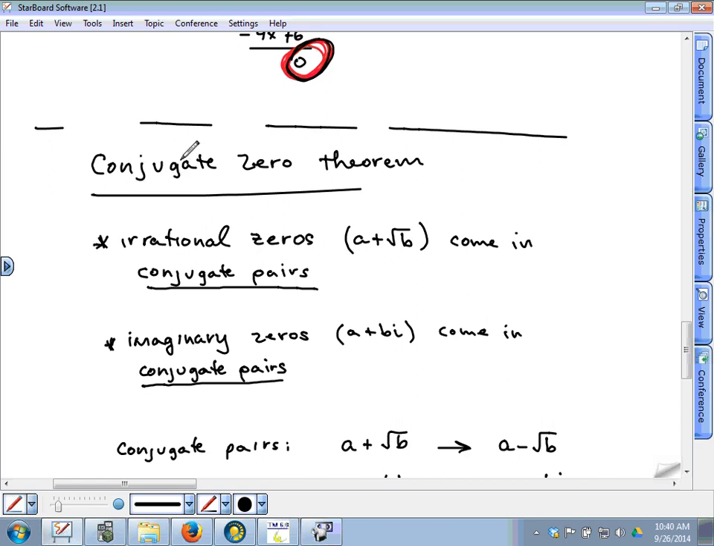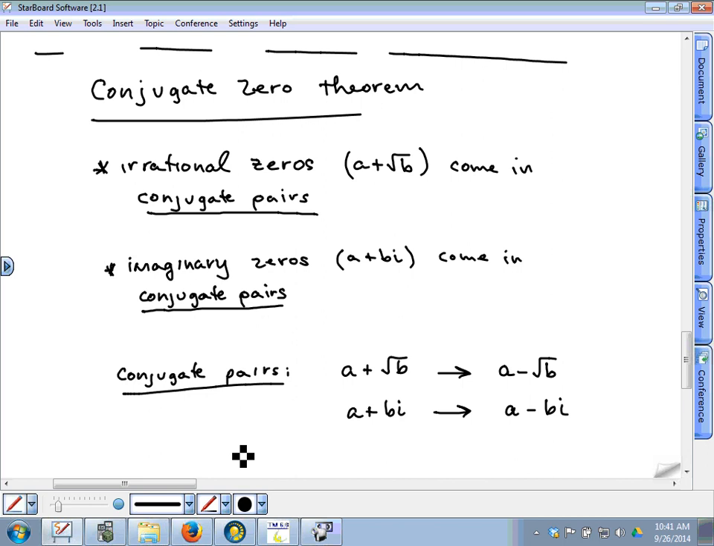This word conjugate, that's how you say it, conjugate zero theorem. Basically what it says is if you have an irrational zero or an imaginary zero, they will always come in pairs. You never ever just have one of them. You will always have pairs. So anything that has a square root or anything that has an imaginary number, they always have pairs.